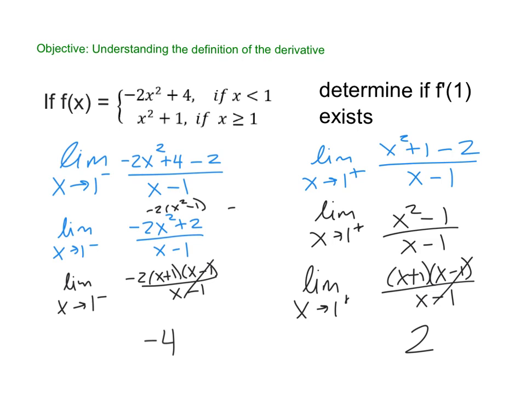Right? The limit does not exist. Or the derivative does not exist at 1. So no. F prime of 1 does not exist because the slope from the left and the slope from the right are not equal.